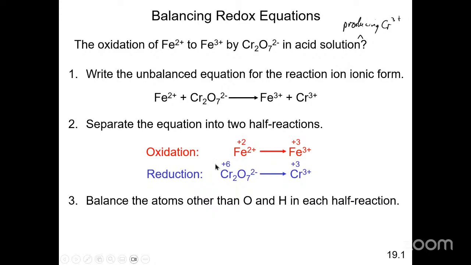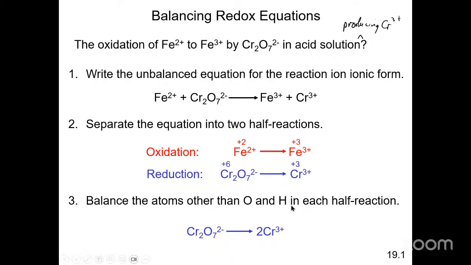So therefore, nothing needs to be done as far as that equation is concerned. However, when it comes to the second half equation, you'll notice that you have two chromium atoms here and only one represented on the right side. So that means we need to put a 2 here to balance the chromiums, and we end up with that as the result, right?